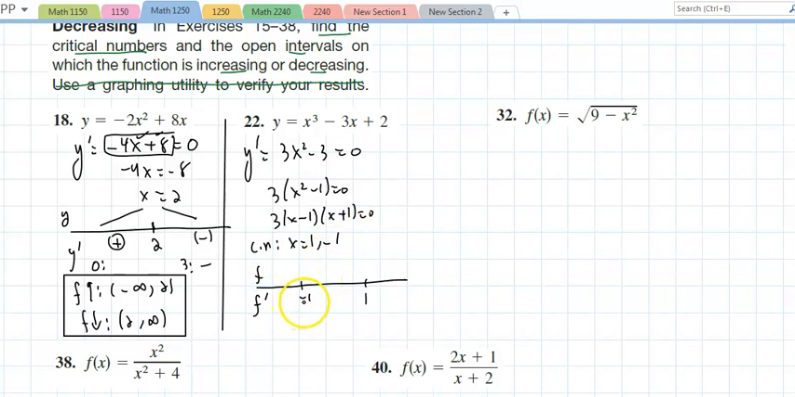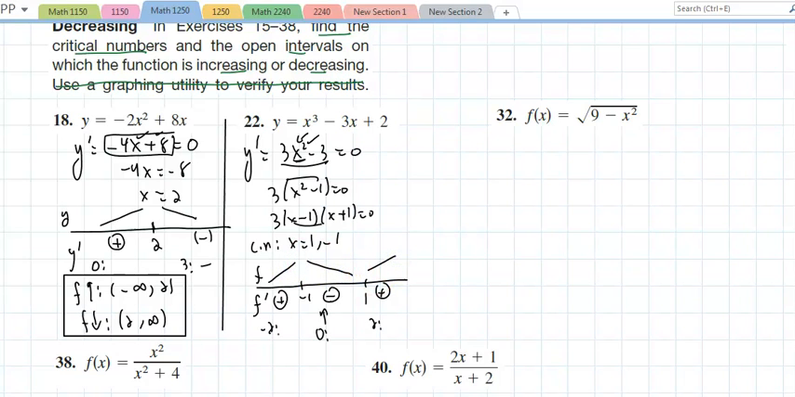Well, let's see. Pick a point to the left of negative 1. Let's say negative 2. If I put negative 2 in there, that's 4 times 3, that's 12. 12 minus 3 is positive. If I pick a point between negative 1 and 1, let's say 0. Put a 0 there. 0 minus 3 is negative. And let's say 2. 2 squared is 4 times 3. 12 minus 3 is positive. So positive going up, negative coming down, positive going up.